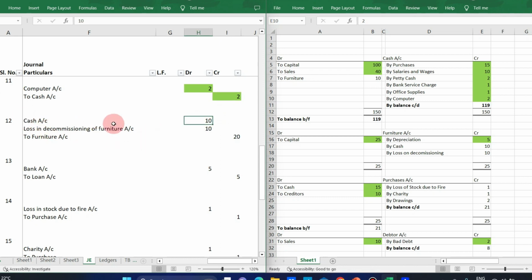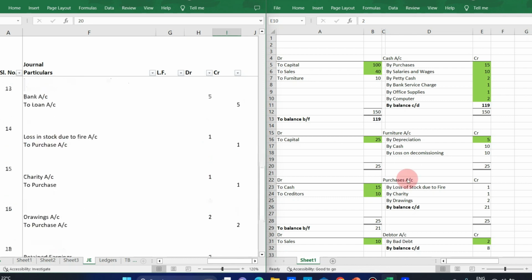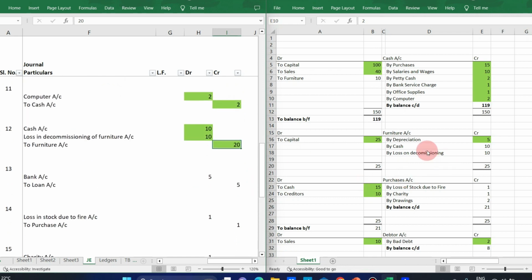The 12th entry is cash account debit, loss in decommissioning of furniture, and then to furniture account. So 10 debit cash, debit loss, and furniture gets credited. So furniture, I have it here. Furniture 10 gets credited against cash, 10 gets credited against loss.